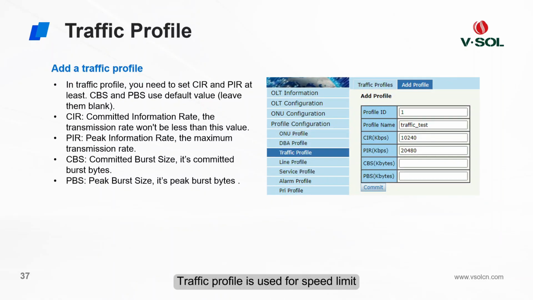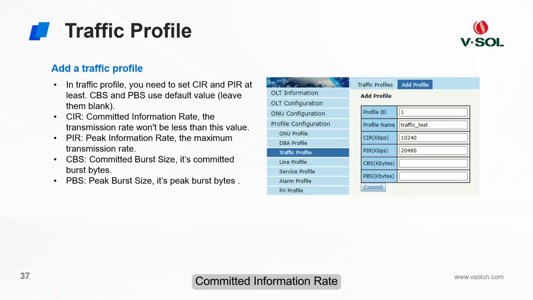Traffic profile is used for speed limit. In the traffic profile, you need to set CIR and PIR at least. CBS and PBS use the default value. Leave them blank.